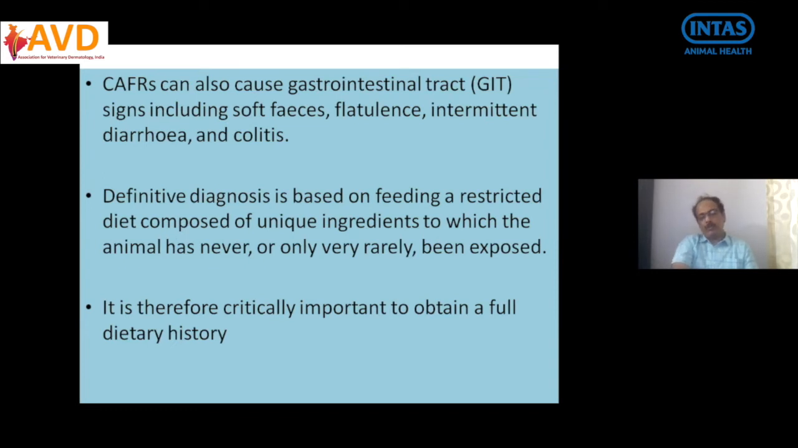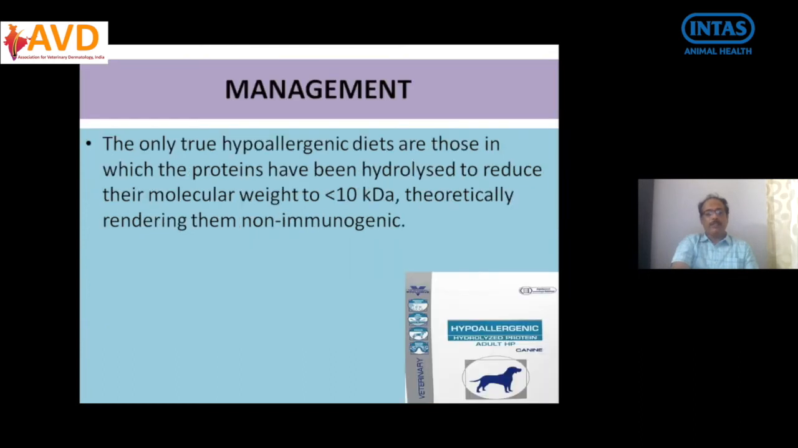So these types of gastrointestinal signs will also be shown by the animal, and the definitive diagnosis you can reach by giving a restricted diet, especially one composed of unique ingredients to which the animal has never been exposed. So a hypoallergenic diet can be tried in this case, and it's critically important to obtain a full dietary history also. Hypoallergenic diet means proteins have been hydrolyzed to reduce their molecular weight to less than 10 kilodalton theoretically, rendering them non-immunogenic.